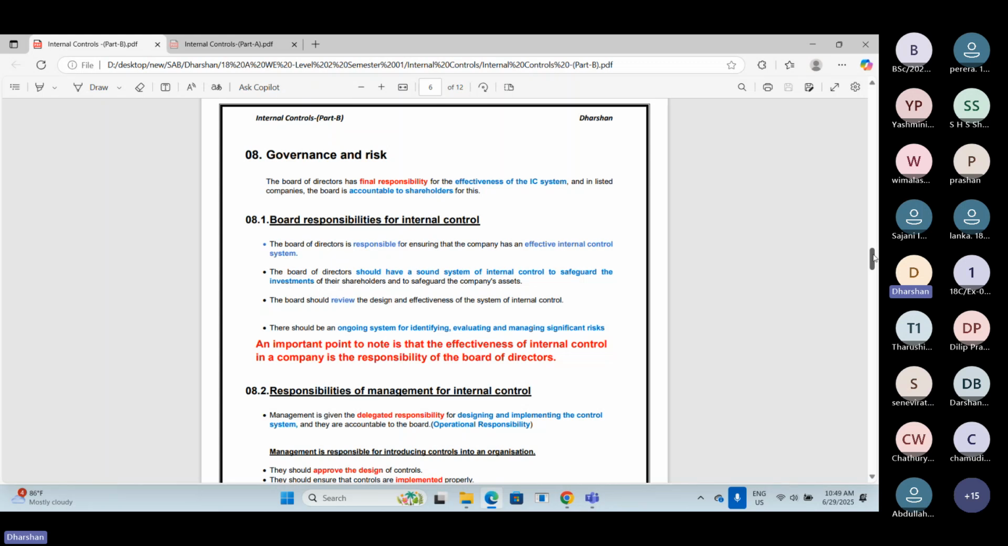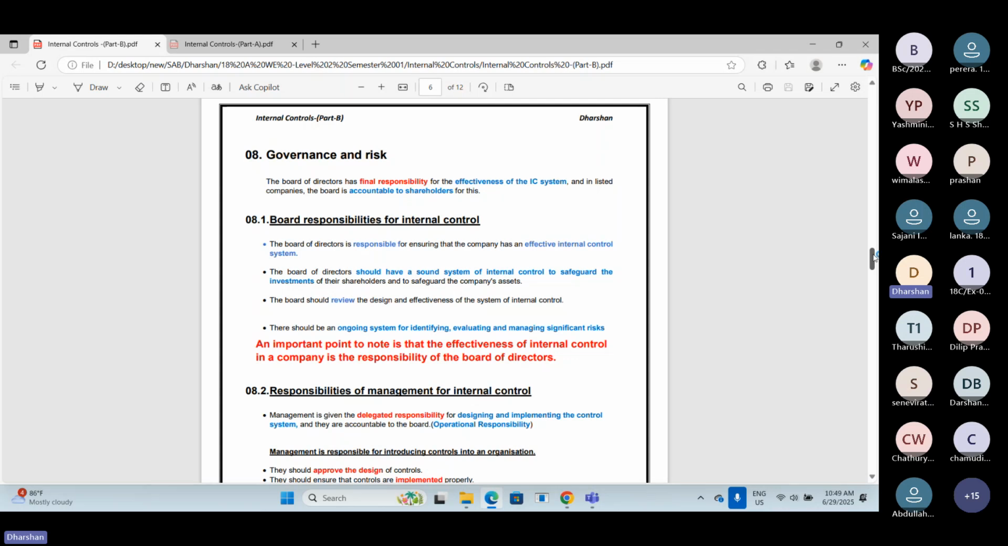8th topic, governance and risk. So now under governance and risk, what is the concept we are going to discuss? The concept we are going to discuss under governance and risk is responsibilities. Just note in your notebook, governance and risk means responsibilities. Who are the responsible parties?